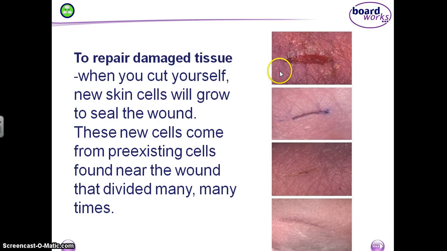And so the cells surrounding the wound, here's the cut, get this signal, this message that they need to divide. They start dividing, and eventually over time they replace the skin that was lost. Okay, so the skin cells surrounding the cut divide to replace those that were lost through mitosis.